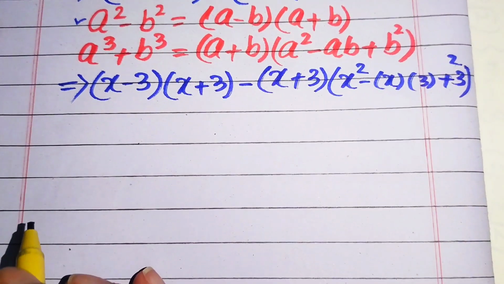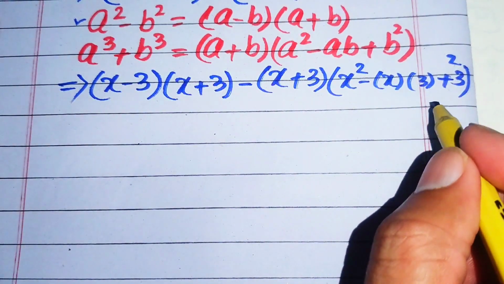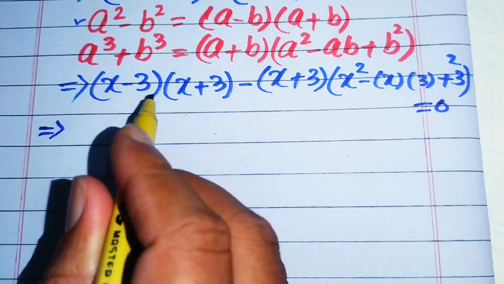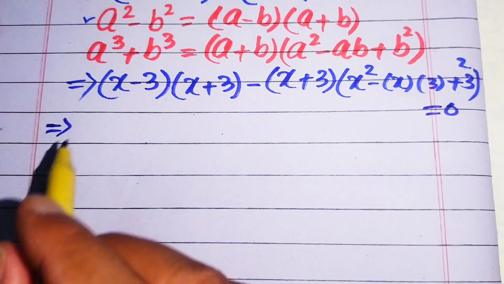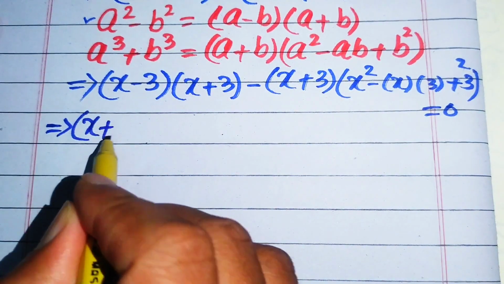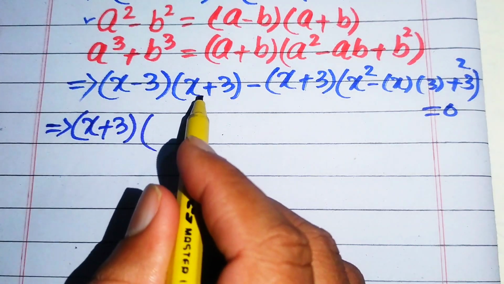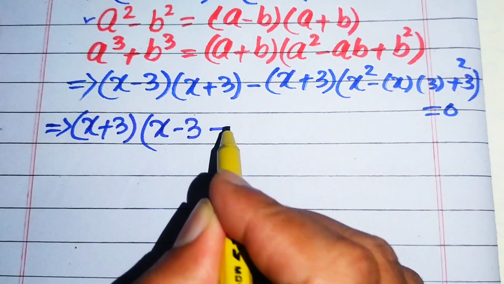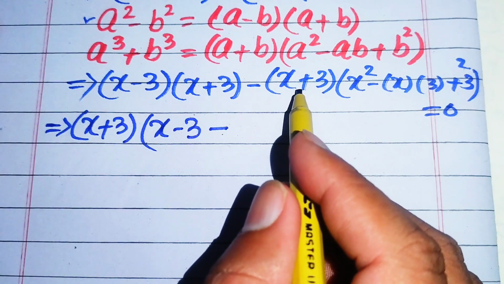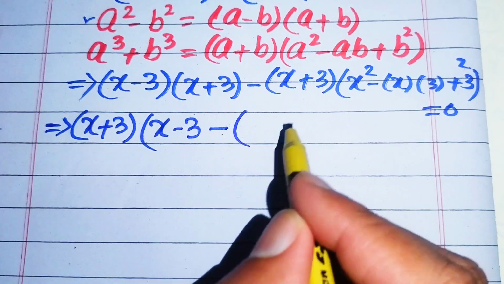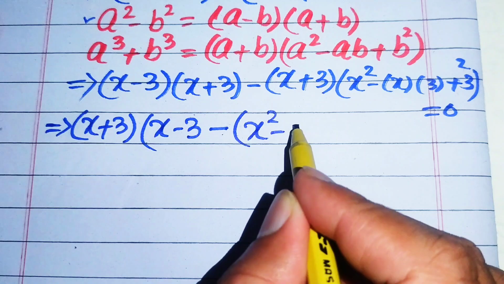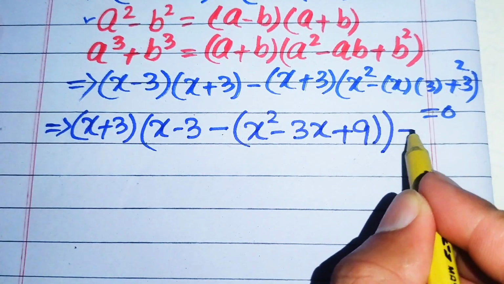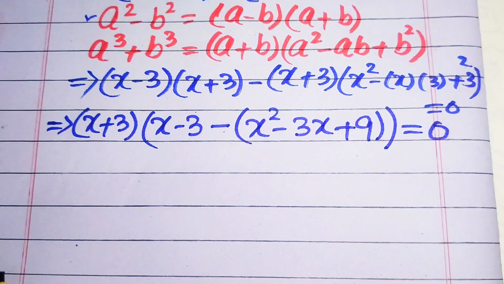And after that you just focus on these two terms, and you see that we have x plus 3 as the common term, so we take common x plus 3, and the remaining terms are x minus 3 minus, here we take common x plus 3, and its remaining terms are x squared minus 3x plus 9, and this whole thing equals 0.